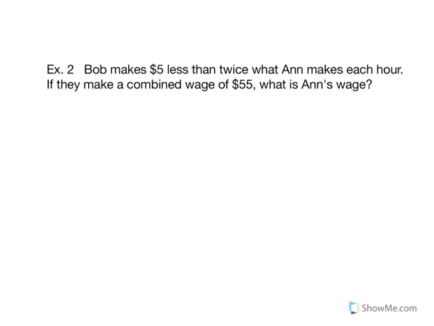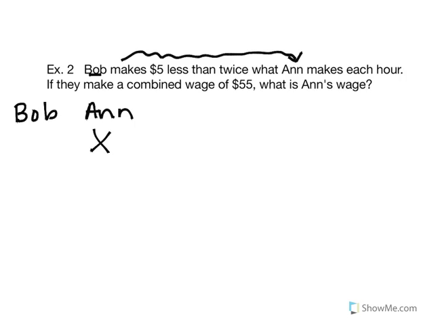I want to do one more example and try to keep it a little neater. This is another type of problem you'll see. Example 2. Bob makes $5 less than twice what Ann makes each hour. If they make a combined wage of $55, what is Ann's wage? So what we're talking about here is Bob and Ann. And it says Bob makes $5 less than twice what Ann makes. What I'm saying is Bob is based on Ann, so it's Ann we're calling x.